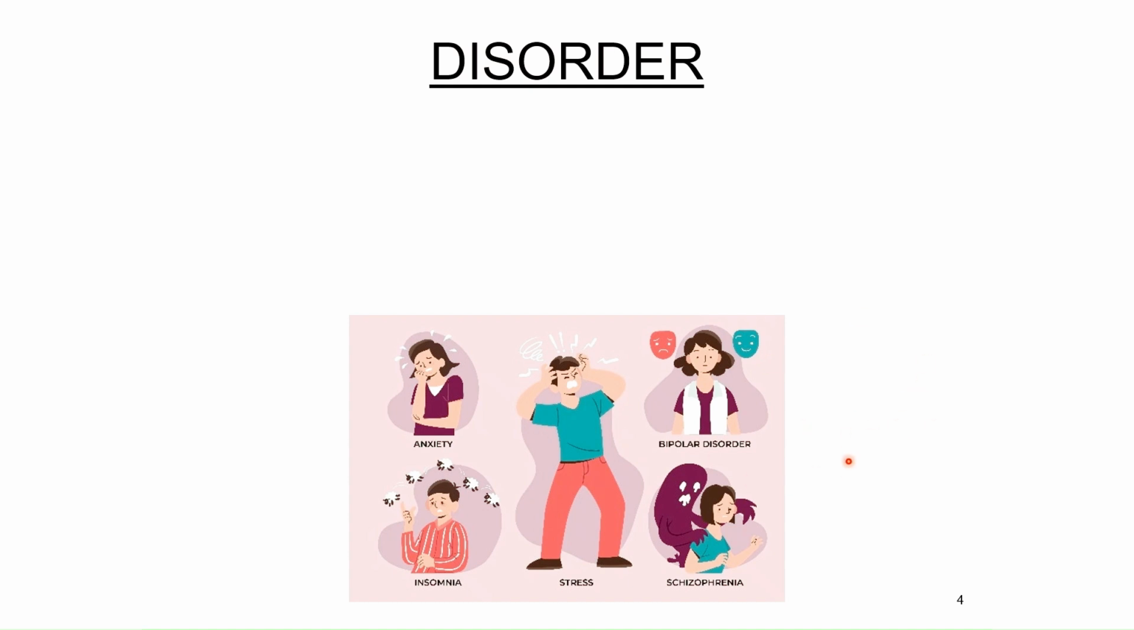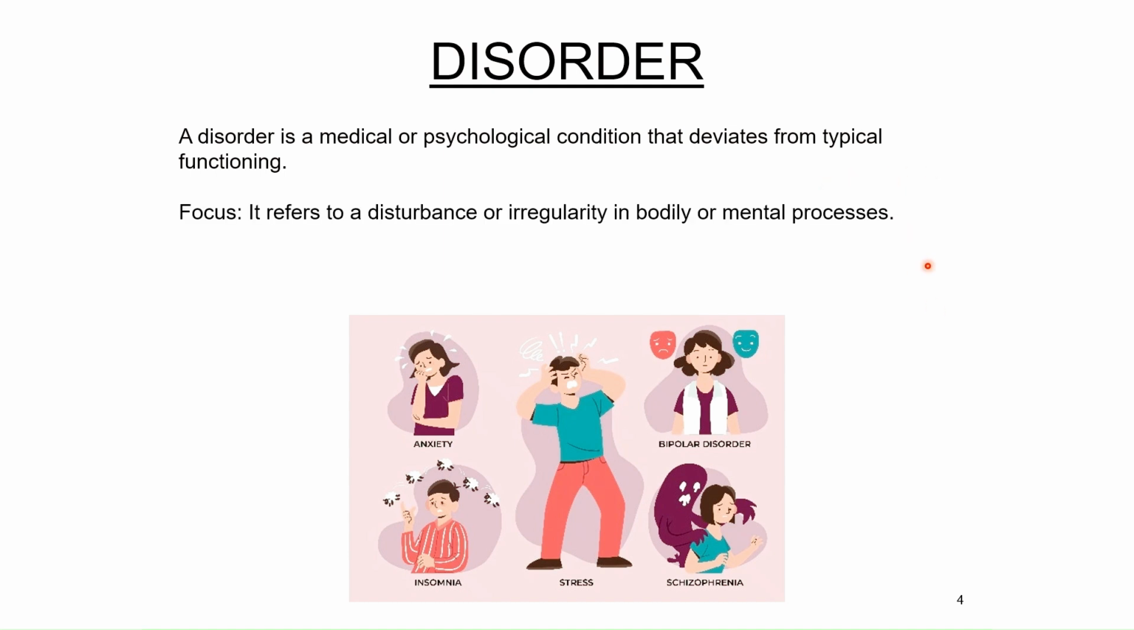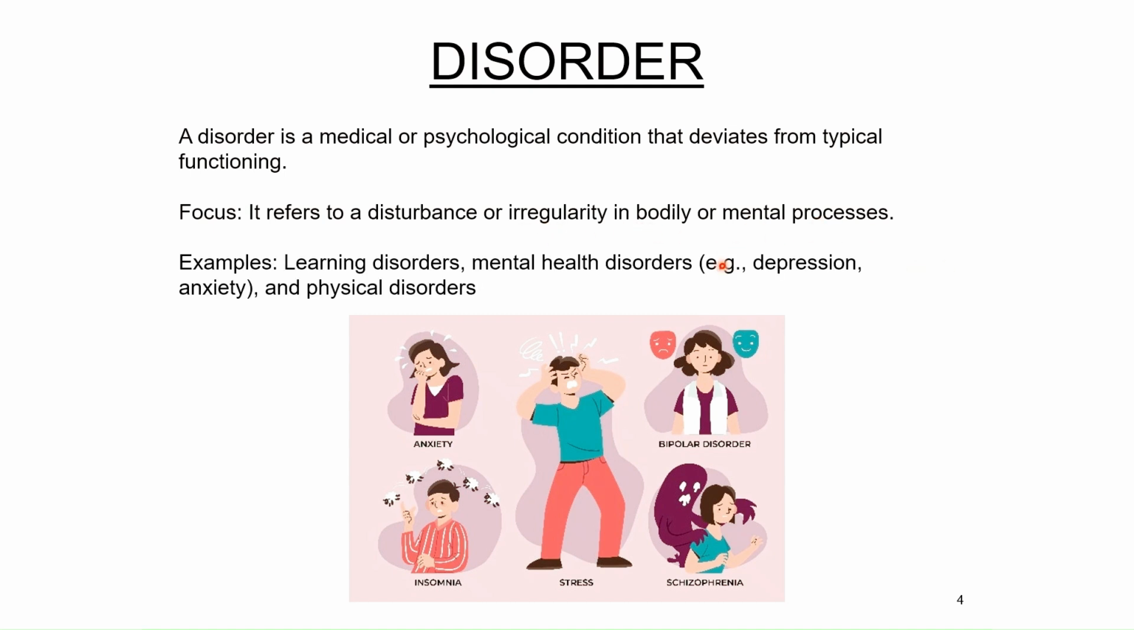What is disorder? Just look at the image, try to guess. Disorder is a medical or psychological condition that inhibits normal functioning, an irregularity or disturbance in body or mental processes. There are mental, physical, and eating disorders, stress, anxiety, bipolar disorders. These are some examples of disorders.